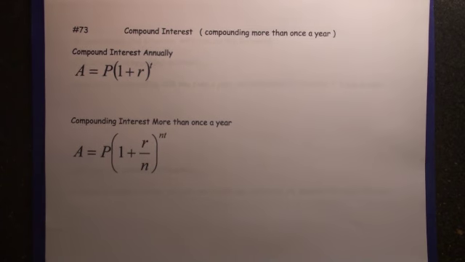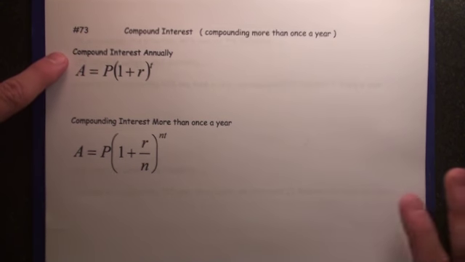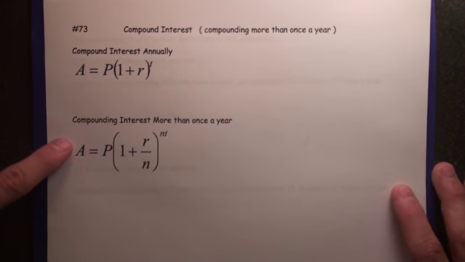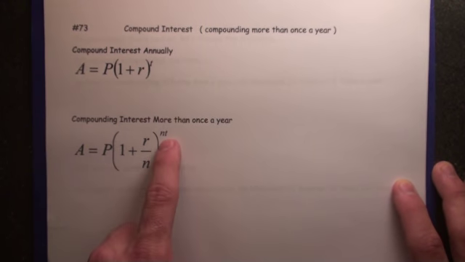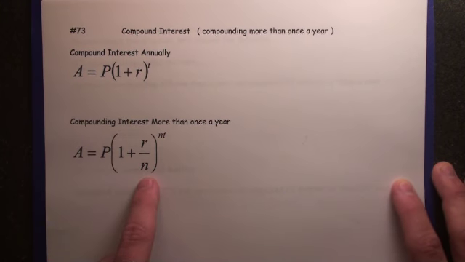Video number 73, compound interest, compounding more than once a year. Well, this is the formula for compounding interest once a year. Here's compounding more than once a year, where n is going to be the number of times we compound interest.